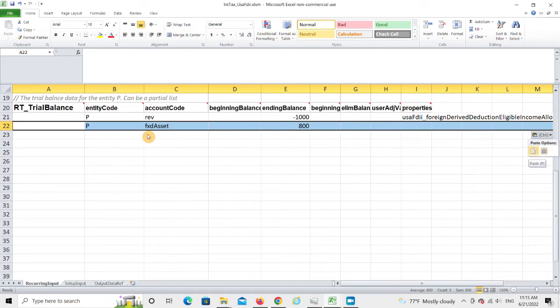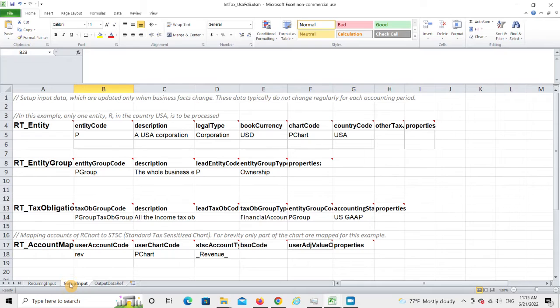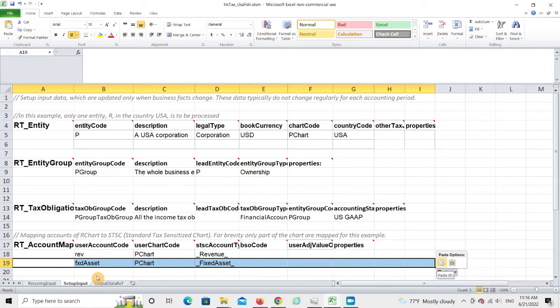And clearly we need to tell what exactly this fixed asset account is. So we go to the setup input, and we're going to add an account mapping record over here to tell the engine just that. So here we tell the engine that this fixed asset account is actually mapped to the standard fixed asset. So that's it. We're going to save it.